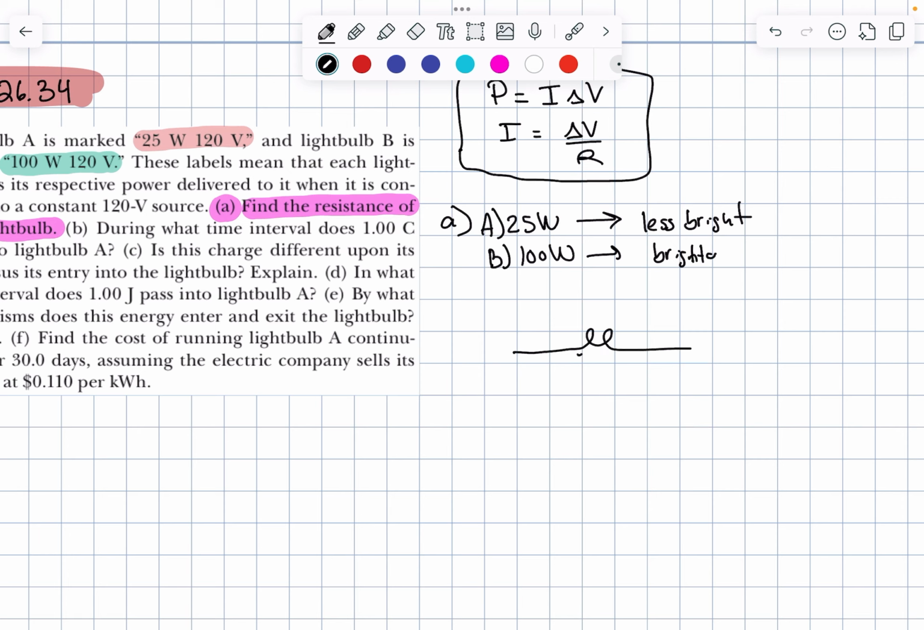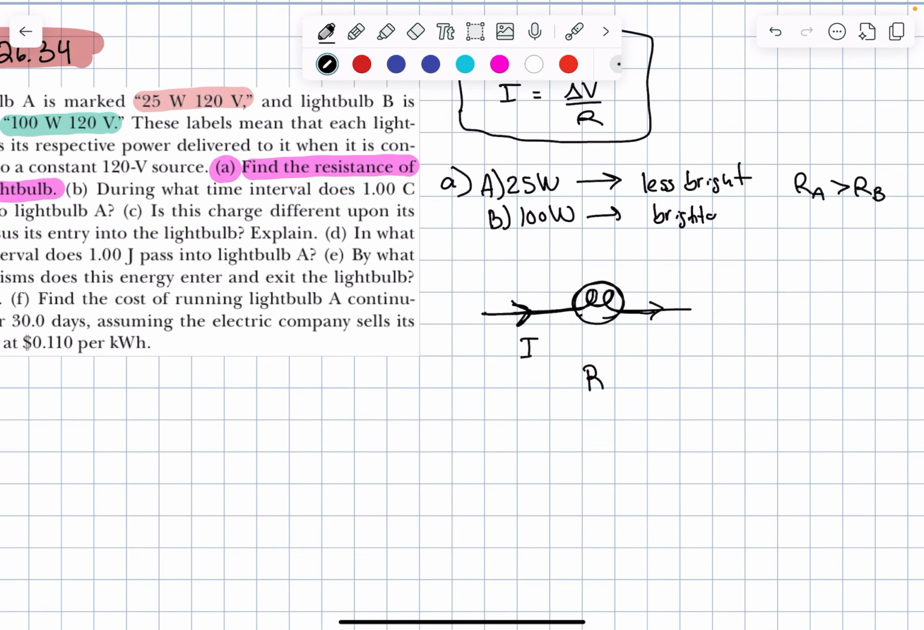So here we have our little light bulbs. The more current we have flowing into our light bulb, the brighter it's going to be, because we have more charge going into it at each moment in time. So the more charge we have entering into our light bulb, the brighter it's going to be. So that means here, R of A is going to be larger than R of B. The reason why I say that is because the stronger the resistance, we know the lower the current. So the more resistance we have here, the less current we are going to have flowing through our system.